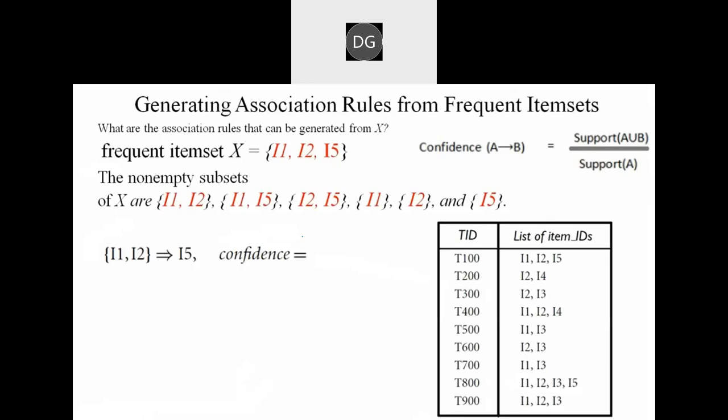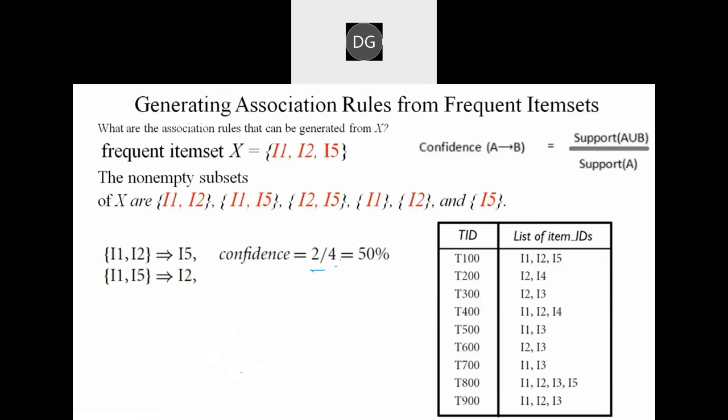See, the confidence of getting item 1 and item 2 is there. Totally three items are there: item 1, item 2, item 5. And I have taken item 1 and item 2. So if the person is buying item 1 and item 2, what is the confidence that the person will buy item 5? For this, we have to put it in the formula: 2 by 4. How am I saying 2 by 4?